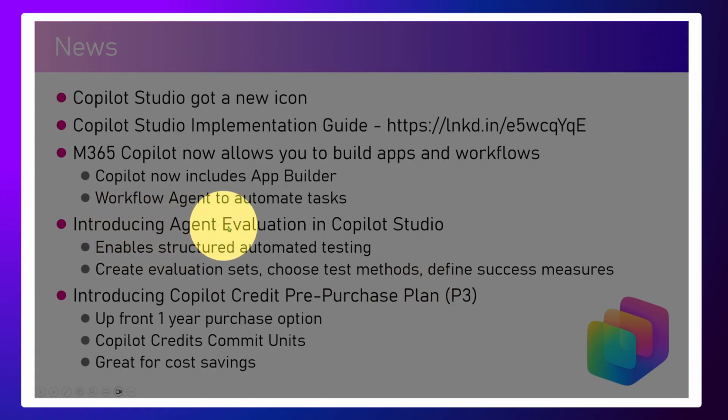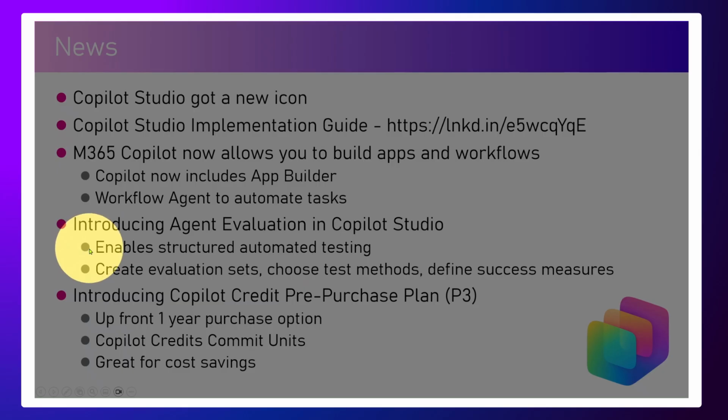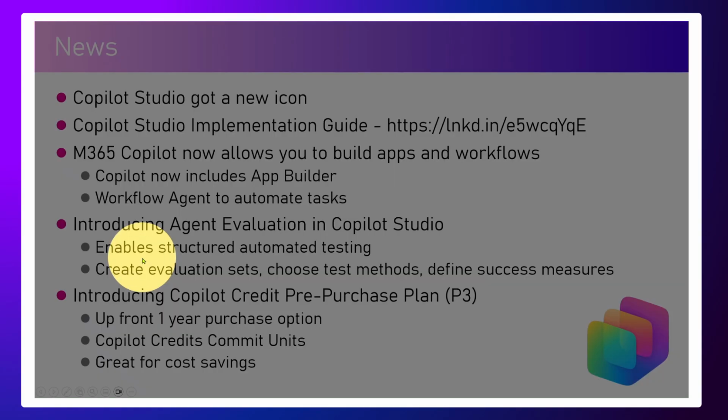Now, agent evaluation in Copilot Studio basically allows you to enable structured automated testing. As we are building an agent, there is a lot of uncertainty over the responses you're going to get. That's why it is very important to test the system before you deliver it to the customer. This tool will help you test the application in your dev environment, and then you can make changes. If everything works fine, you can deploy the solution in the prod environment. You can create evaluation sets, test methods, and define the success measures as well. Then we have a Copilot credit pre-purchase plan.